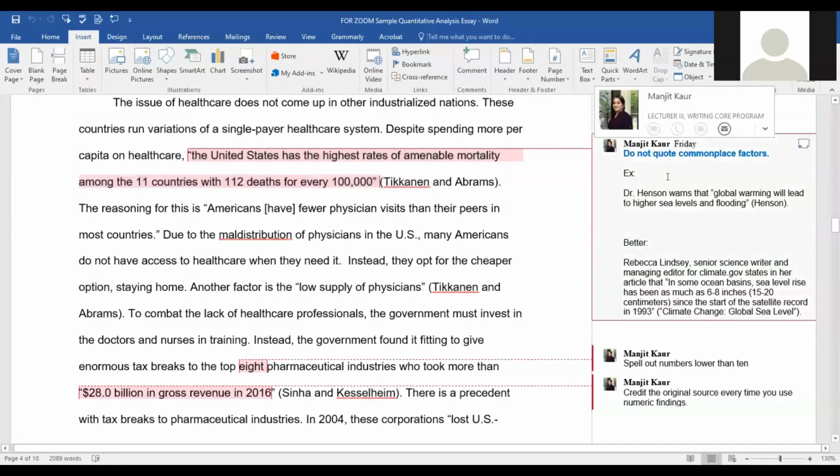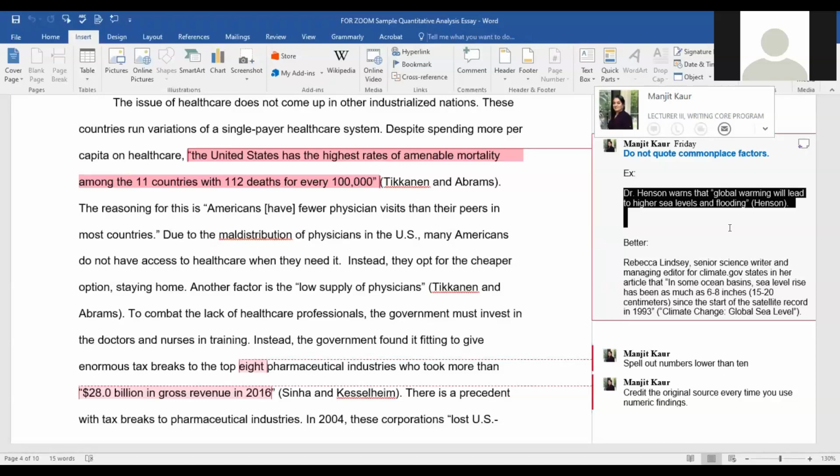So what happens is students just try to throw in a quote. For example, here it says, Dr. Henson warns that global warming will lead to higher sea levels and flooding. Seems like something very informative, but is it? We all know that already. Whether we believe it or not is a whole separate issue. But we've heard about this.